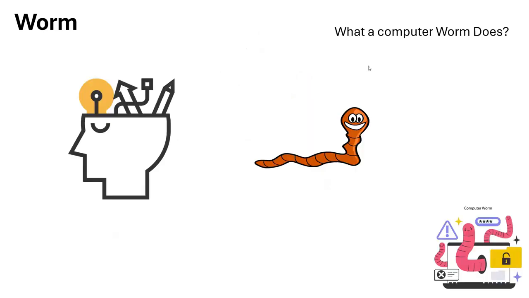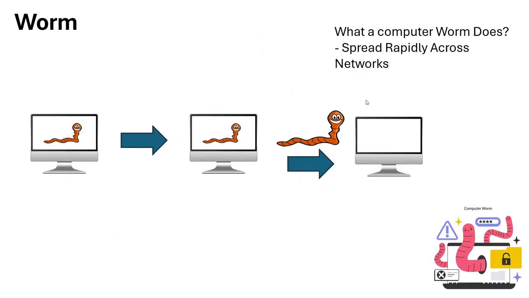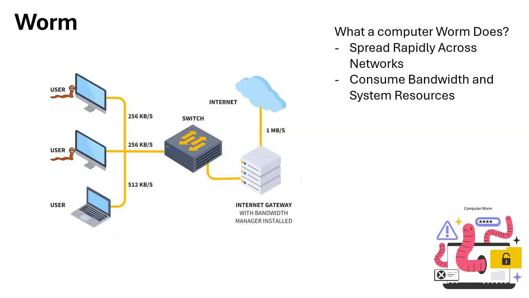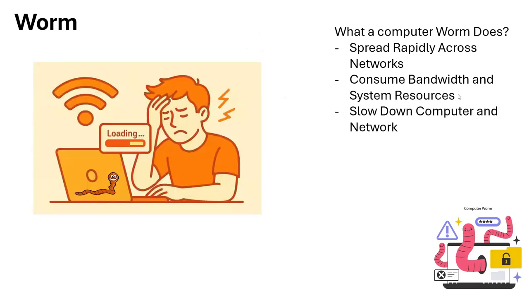So what does a computer worm do? It basically spreads across networks rapidly. It can consume the bandwidth of system resources, so the bandwidth will be consumed for purposes other than the required ones. It can slow down your system, so the system will be slow after an attack by the worm.